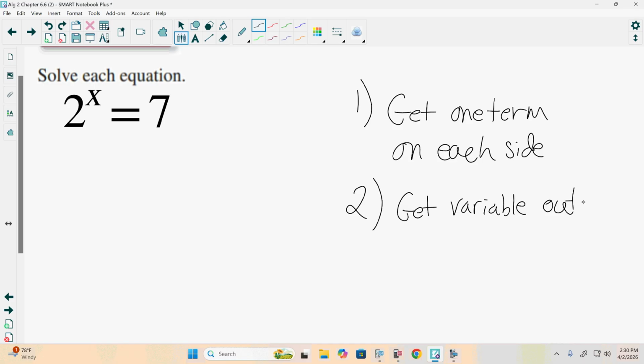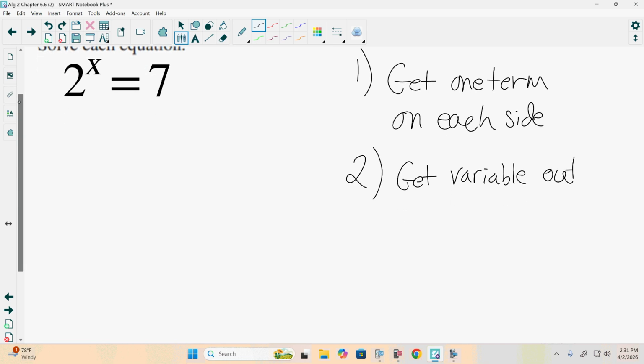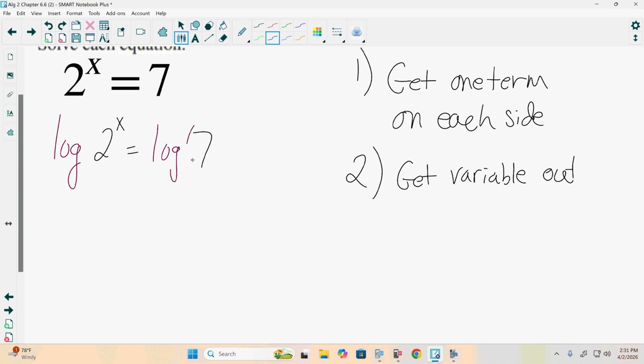Our second main step is to get the variable out. In this case, we need to get the variable out of the exponent. When we look at logarithmic equations, we want to get the variable out of the logarithm. We need to get it out of that spot so that we can actually solve for it. So here, the variable is in the exponent. So we need to get it out of the exponent, and to do that, we're going to use logarithms.